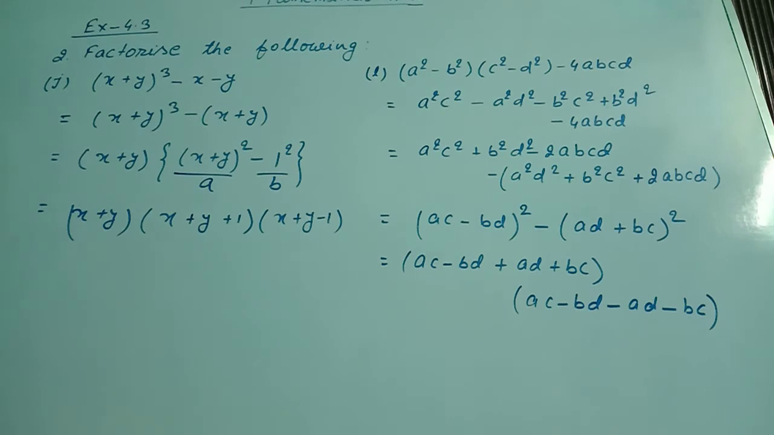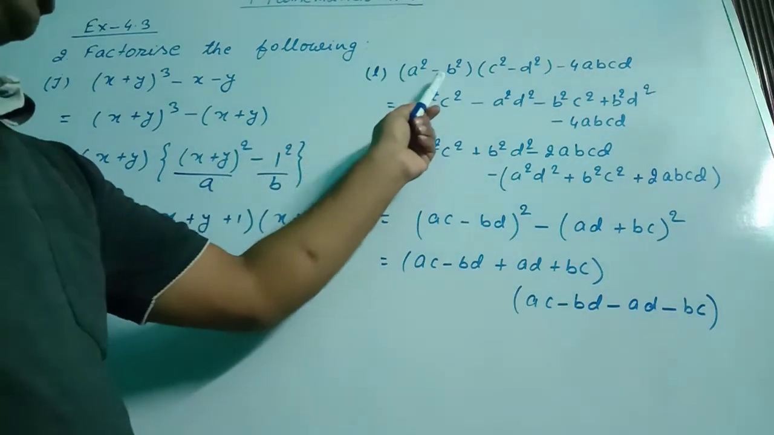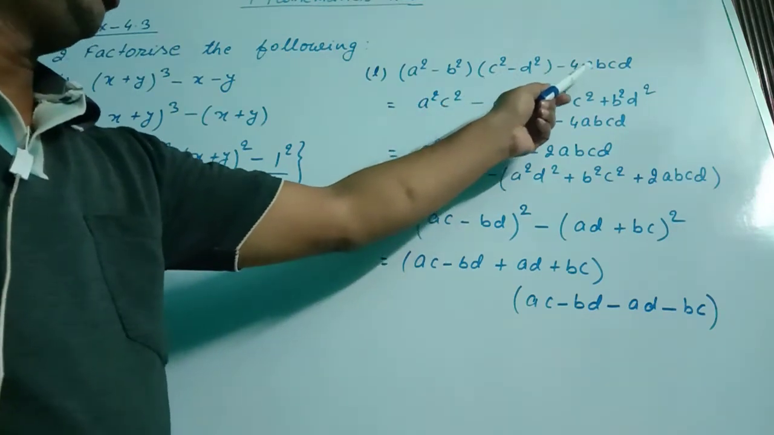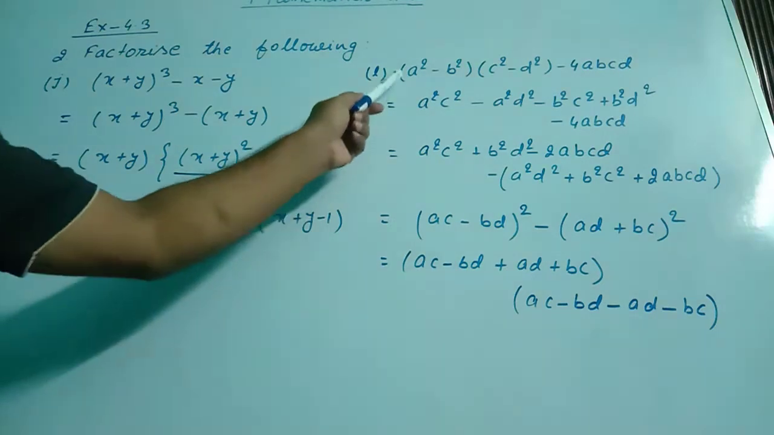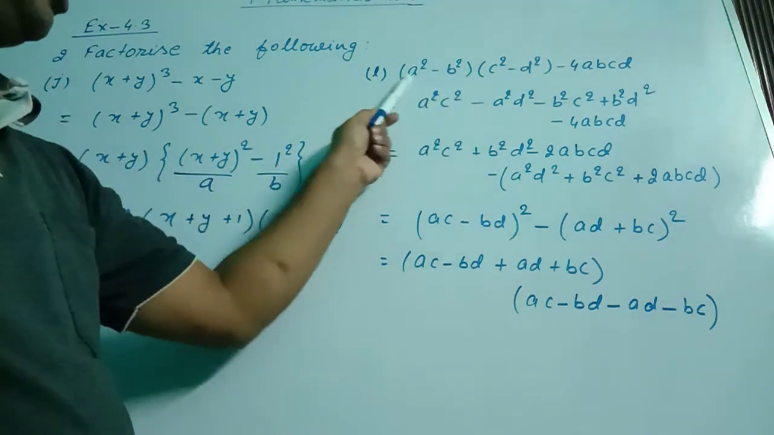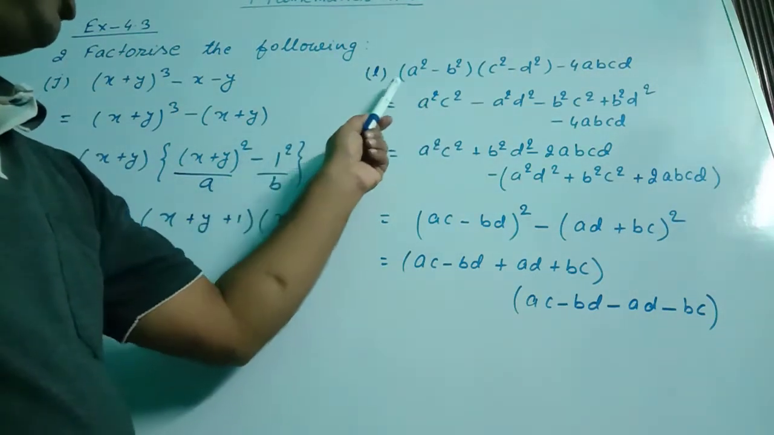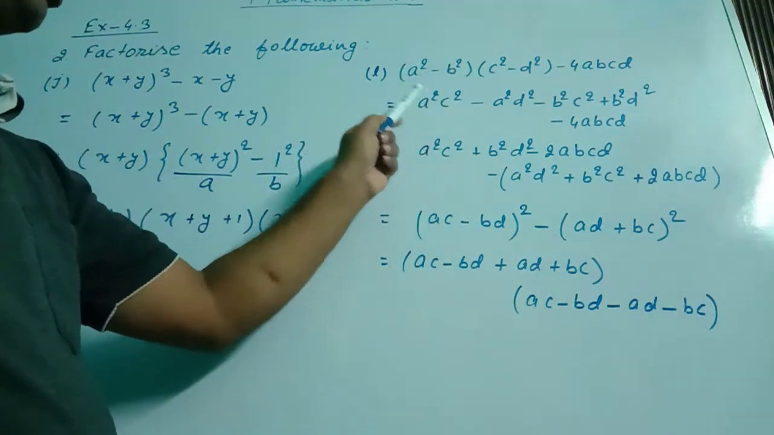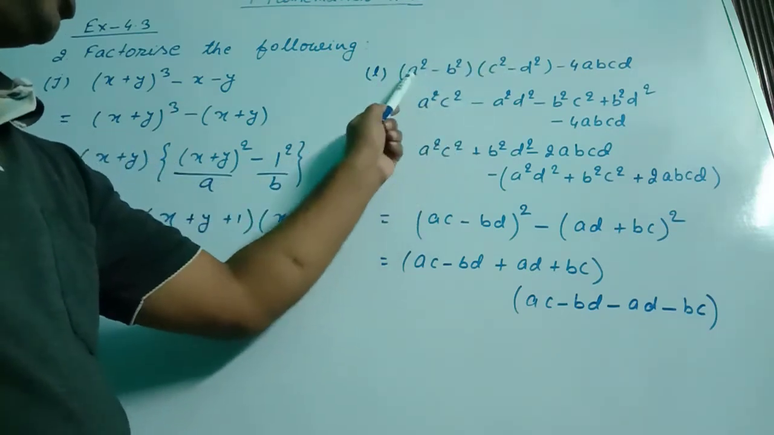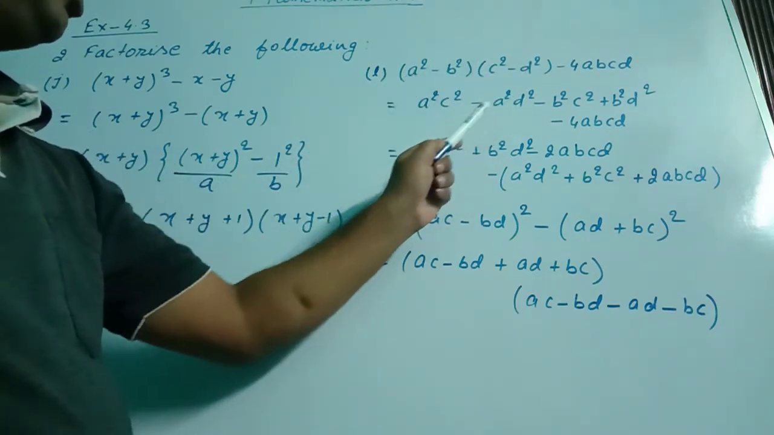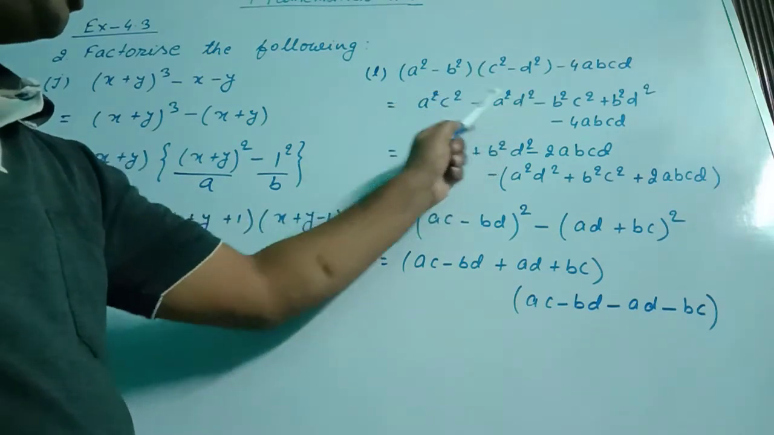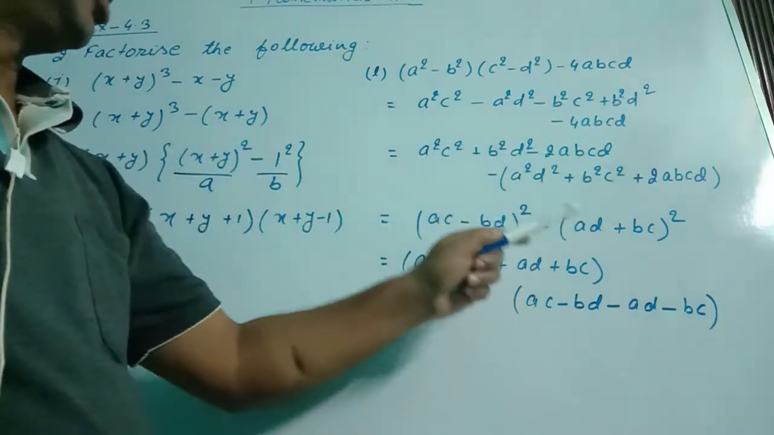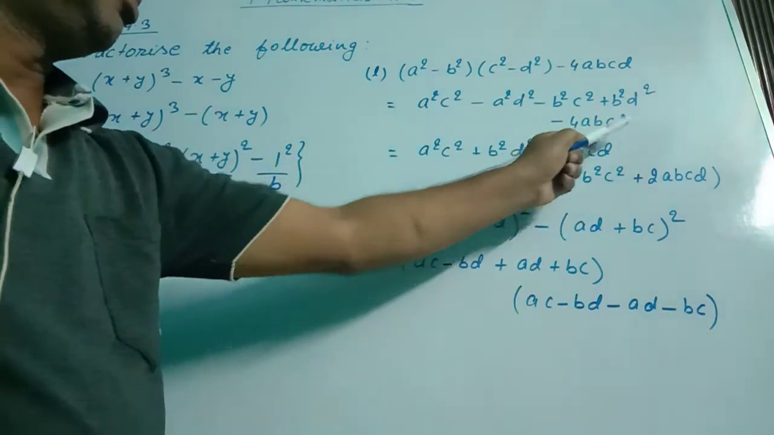Now question number 2L. The expression is (a² − b²)(c² − d²) − 4abcd. So I multiplied these two factors and omitted the small brackets. a² into c², a²c², plus; minus into minus, a² into d², a²d²; minus plus minus, b²c²; minus minus plus, b²d²; and this −4abcd came here.